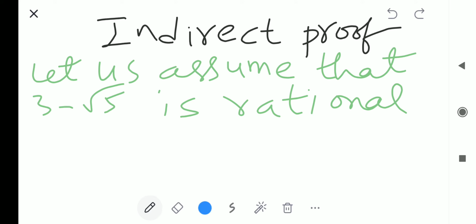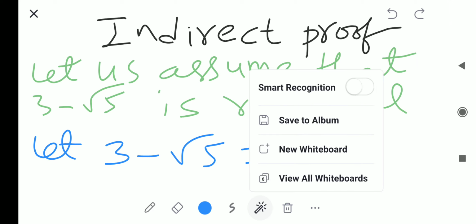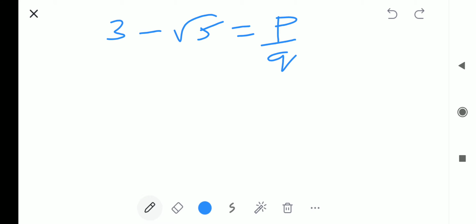When 3 minus root 5 is treated as a rational number, it can be taken as p by q, where q is not equal to 0, and both numerator p and denominator q must be integers. Now we have 3 minus root 5 is equal to p by q. Then I want to take this minus root 5 to the right side and this plus p by q to the left side. Rearranging, 3 minus p by q equals root 5.